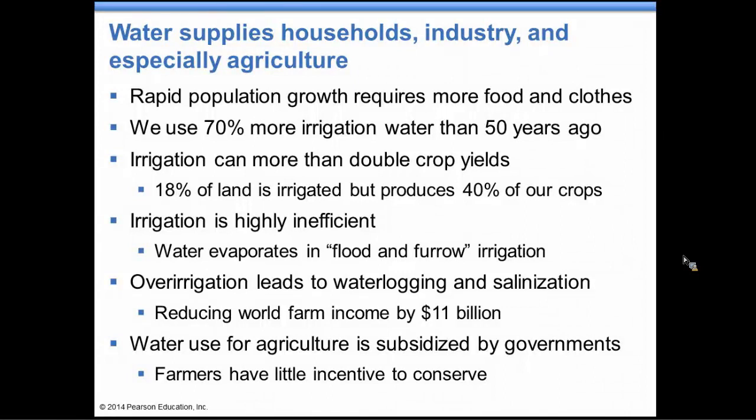Water use for agriculture is usually subsidized by the government, and this leads to farmers having very little incentive to conserve. So even though we talked about the common conventional irrigation method last lecture, I believe, and how it wasted a good bit of the water, because it's subsidized, farmers really have little incentive to try and conserve it.